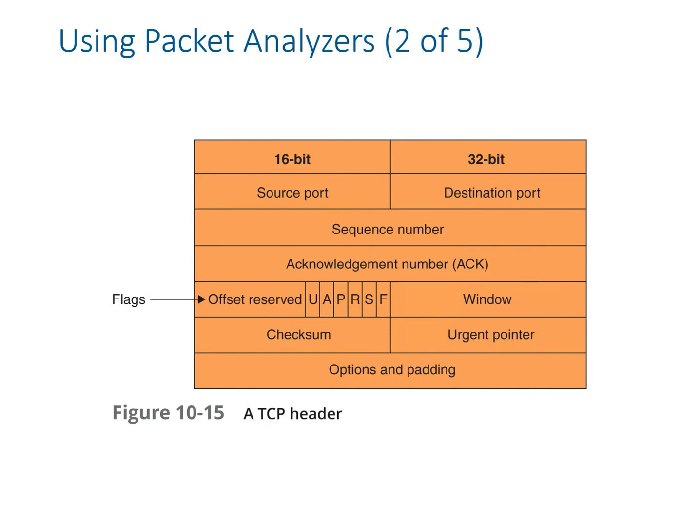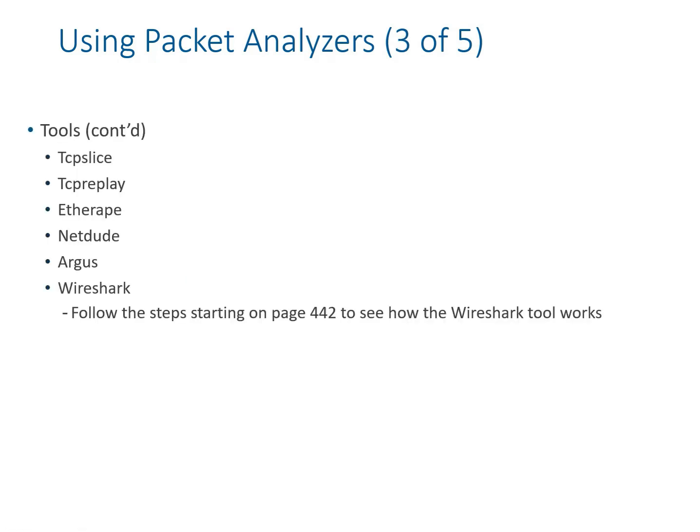Then we look at the sequence number of it. We can observe the flags using the window, and then we can check the checksum, and then look at the pointers, and then we'll end up having options and padding. You can clearly see it in Wireshark if you are using it. There are other tools with the help of which you can see it, as mentioned in your book.